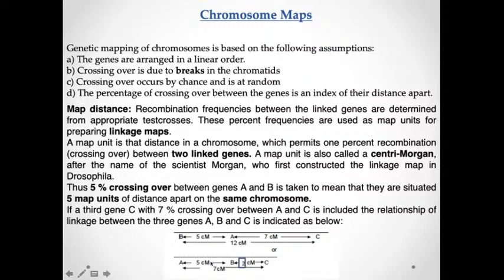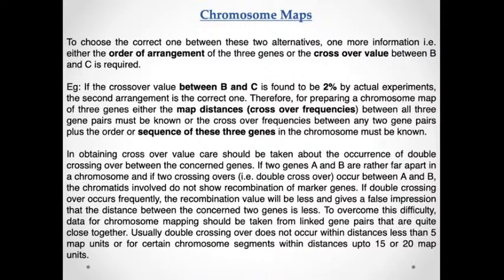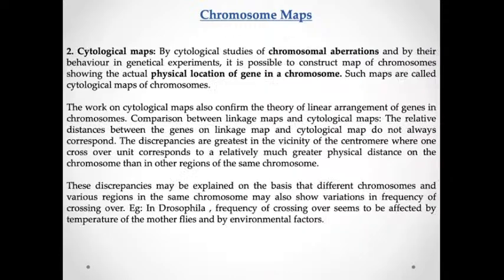This could also be said like this: the distance between A and B is 5 centimorgan, and between B and C the distance is 2 centimorgan. Then the distance between A and C will be 7 centimorgan. So we can also say it like this. We have to choose the correct one between these two alternatives. Which one is more informative? The order of arrangement of the three genes and the crossing over value between B and C is required. That is quite important.